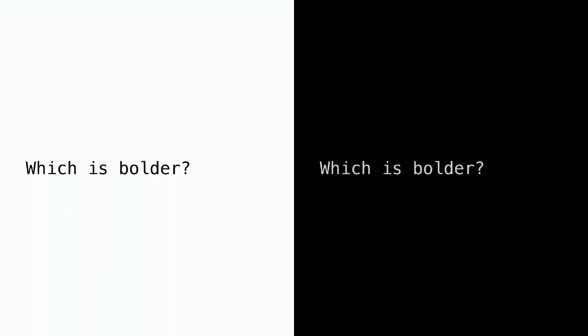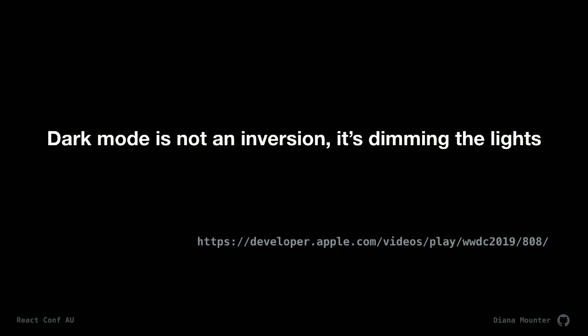Whereas if you just adjust that slightly and pull it back and make it gray, it suddenly feels closer in weight to that black text on white. So that's just a really simple test of color influence. I really like this description of it, that dark mode is not an inversion, it's dimming the lights. There's still light there. And I would recommend checking out this Apple keynote from 2019.